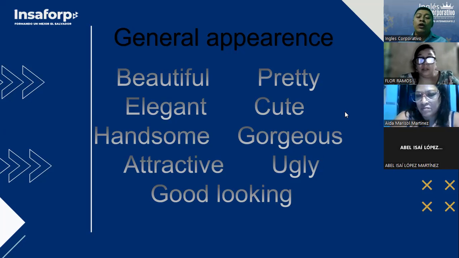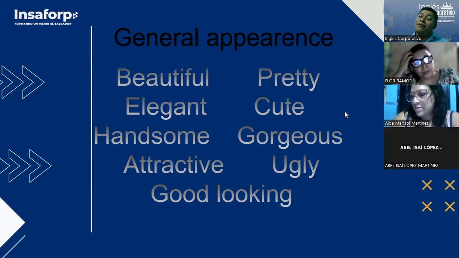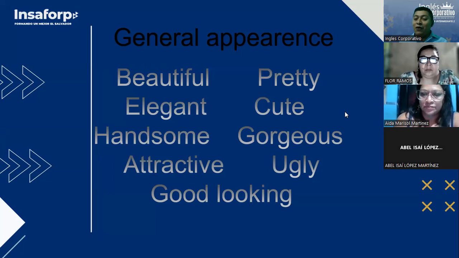So, good looking. Podemos utilizar good looking, right? En lugar de decir feo, decimos he is not very attractive. Él no es muy atractivo. Oh, he isn't very good looking. Él no se mira muy bien. Pero generalmente ugly no se ocupa. Es como ser un poco unpolite, right? Un poco maleducado decirle a alguien feo. So we can use he is not so handsome, right? Or he isn't attractive. He isn't gorgeous.